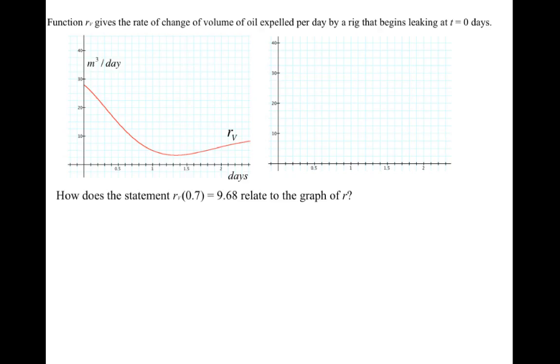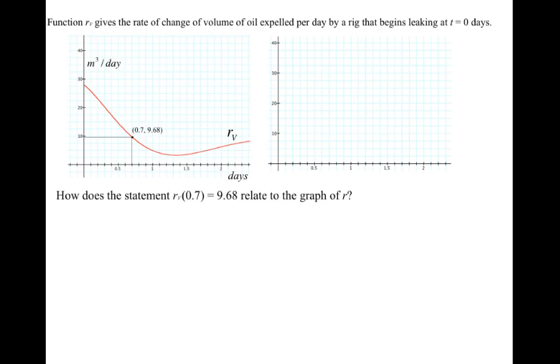Okay, but how does it relate to the graph? What about the graph is showing that? Is it the whole displayed graph? No, what is it? It's a point, right? So watch the graph. Here we go. At 0.7, the rate of change is 9.68.